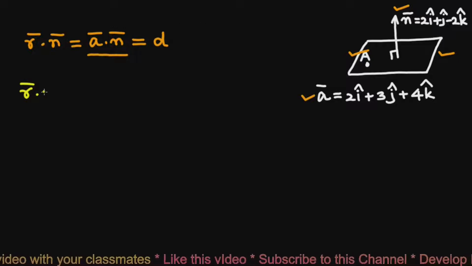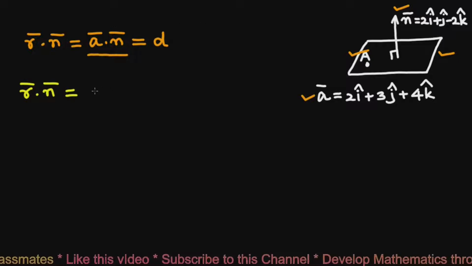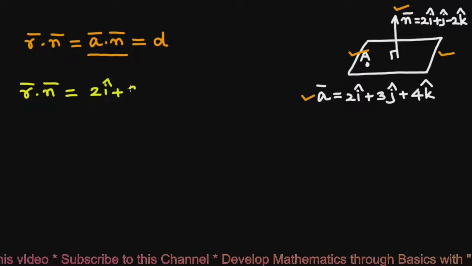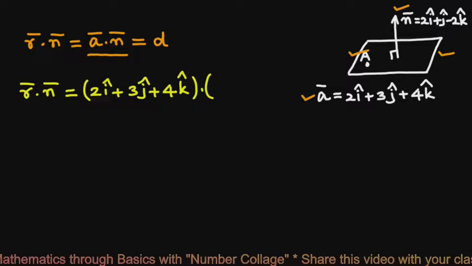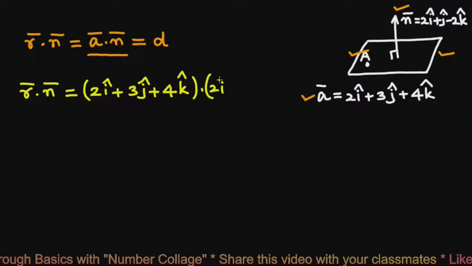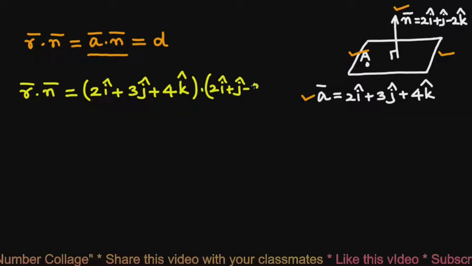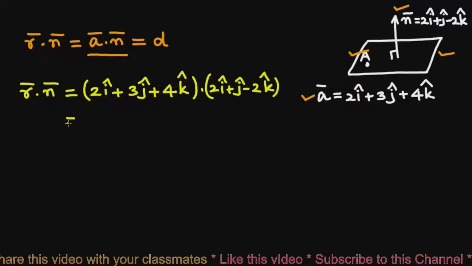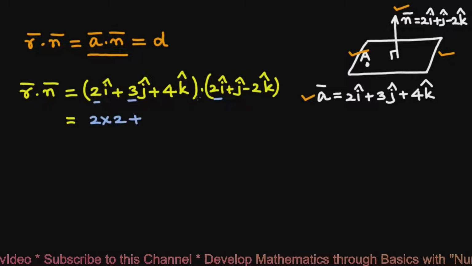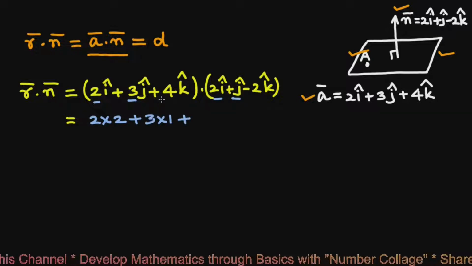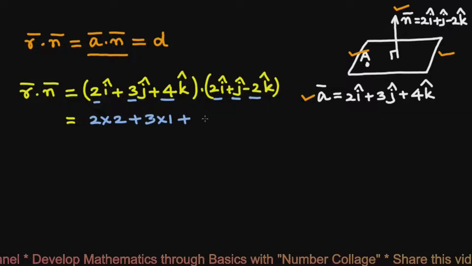So r bar dot n bar will be a bar, which is 2 i cap plus 3 j cap plus 4 k cap, dot n bar, which is 2 i cap plus j cap minus 2 k cap. So that will be 2 multiplied by 2 plus 3 multiplied by 1 plus 4 multiplied by minus 2.